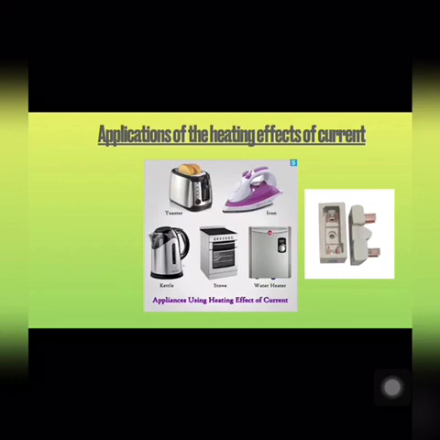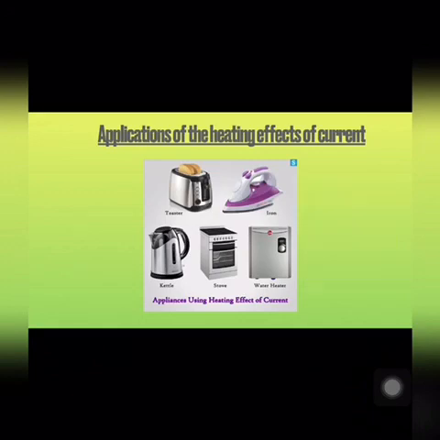The use of electric fuse wire is also based on the heating effect of current. Fuse wire is made from a very low melting alloy. When a large current passes through the circuit, this fuse wire gets heated up and melts away. As a result, the circuit is broken and further damage is prevented. So these are the applications of the heating effects of current: in electrical heating appliances, in electric bulb, and in electric fuse.